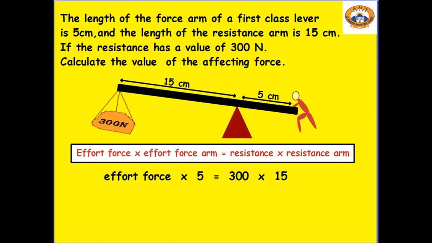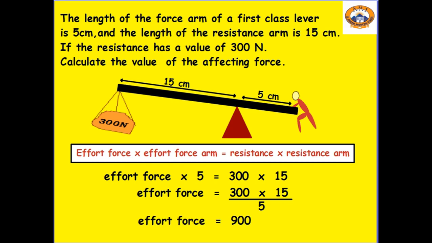By substitution, we found that here the effort force is unknown. The effort force arm was 5 centimeters. The resistance is given, it's 300 Newton, and the resistance arm is 15 centimeters. To calculate the effort force, we multiply 300 times 15 over 5. So the final answer would be effort force equals 900. And since it's a force, the unit would be Newton.